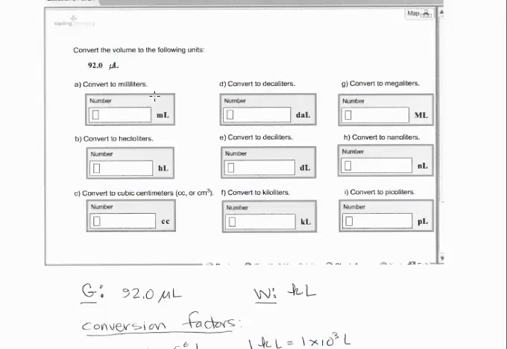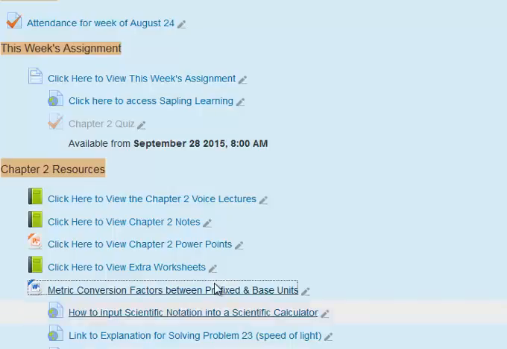Now the key to converting between prefixed units is to remember how to write the conversion factors between prefixed unit and the base unit. So if we take a quick look at Moodle here, in the voice lectures I do talk about how to do this. In the worksheets there's also practice on writing these conversion factors between prefixed and base units. And then here also I have a Word document where I've written out the metric conversion factors between prefixed and base units. And here it is right here.